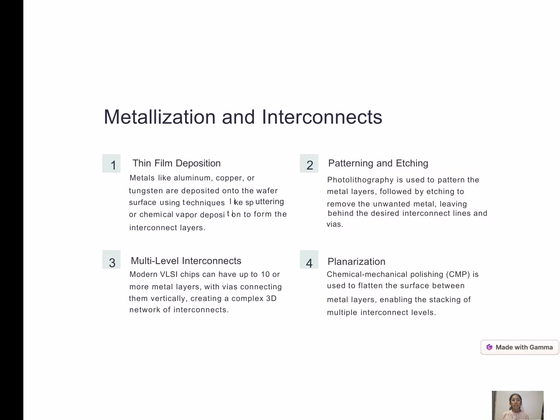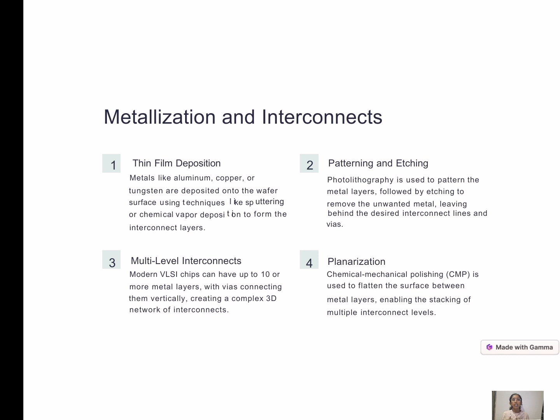Now, metallization and interconnects. First, thin film deposition: a metal like aluminium, copper, or tungsten is deposited onto the wafer surface using a technique like sputtering or chemical vapor deposition to form interconnect layers. The second one is patterning and etching. Photolithography is used to pattern the metal layer, followed by etching to remove the unwanted metal, leaving behind the desired interconnect lines or wires.